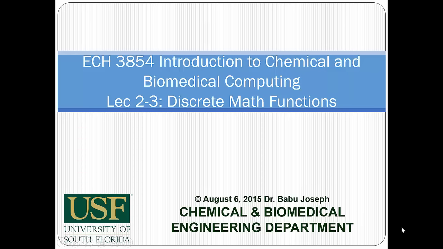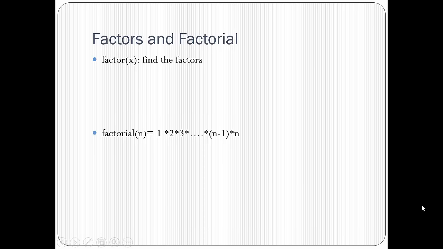Hi, in this lecture we'll take a look at some discrete math functions that are available within MATLAB. Let's start with a function called factor. It returns the factors that multiplied together will give you x. For example, if you put x equal to 120, then factor of x will return 2 and 2 and 2 and 3 and 5. So 2 into 2 into 2, 3 into 5 should give you 120.